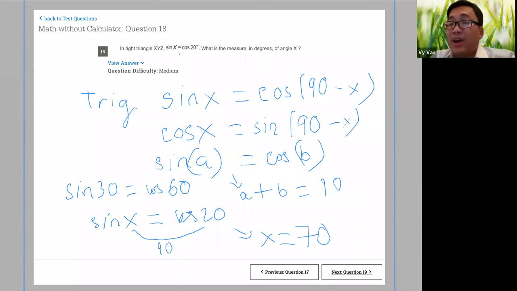And this is the only identity that you have to memorize on the SAT for trig functions. I know that in pre-cal, you probably learn 30, 50 identities. But here on the SAT, this is the only identity that you will see on the test.